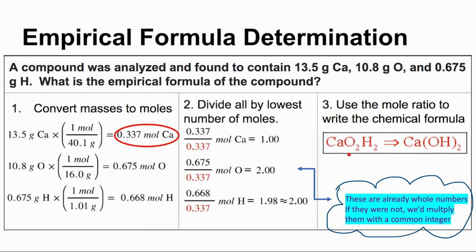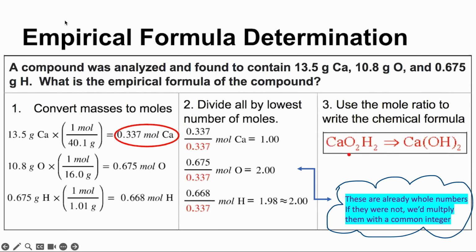So let's look at this question. This is also available on AP Classroom. A compound was analyzed and found to contain 13.5 grams of calcium, 10.8 grams of oxygen, and 0.675 grams of hydrogen. What is the empirical formula of the compound? So we do know the elements that are present in this compound. It's calcium, oxygen, and hydrogen. But we want to know the ratios, okay?